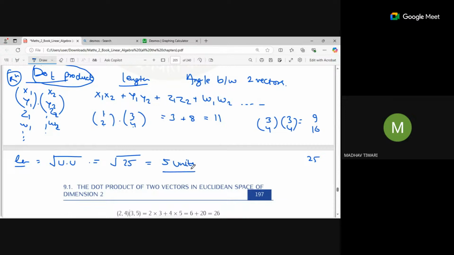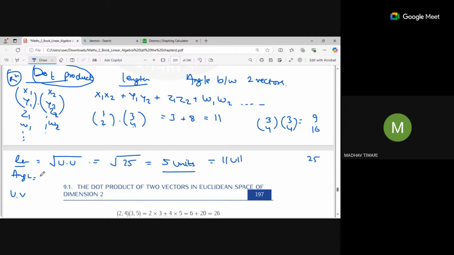Next thing is the angle between two vectors. Suppose two vectors u and v are there. How do we write length? I wrote it like this, but what is the short way of defining it? You can write it like this. This is the magnitude or length, whatever you call it.